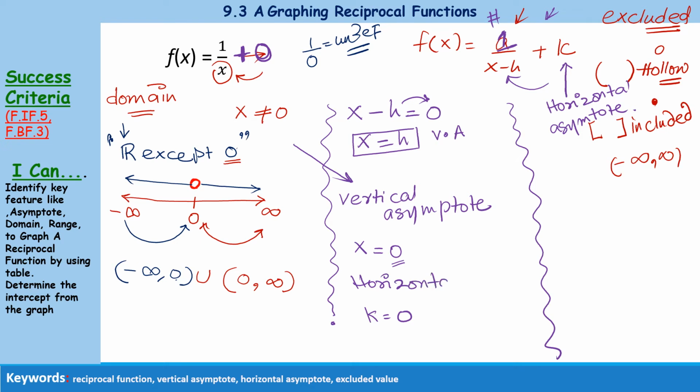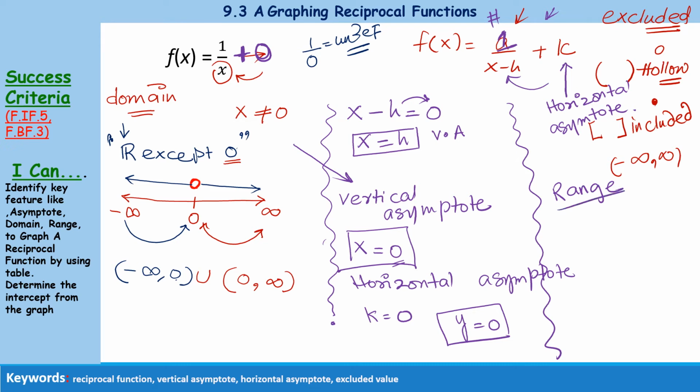Remember that the horizontal asymptote can be represented by y. So you can write here y equals 0. So that is your horizontal asymptote. Now, once it is done, by looking at the horizontal asymptote you have to write your range. Range means the y values. That's why you wrote y equals 0.